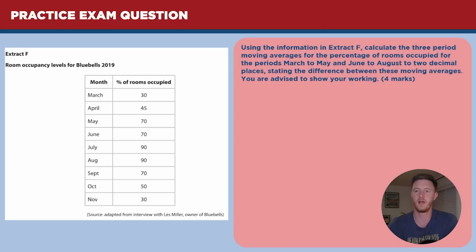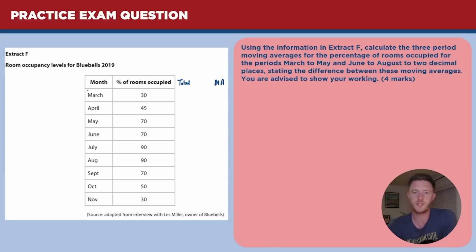Here's an example of a question. This is a 4 marker. It says, calculate the 3 period moving averages for the percentage of rooms occupied in the periods March to May and June to August to 2 decimal places, and state the difference between these 2 moving averages. So we don't need everything here. We just need our totals, obviously, and our moving average. I'm just going to add these to the table, which is something you can do. As long as you get your answers right and put them in the answer box, you can answer your cases like this. I'm going to do this for a lot of the different sections here.